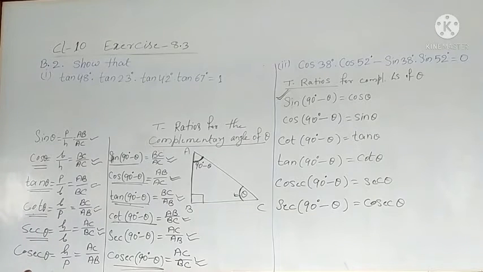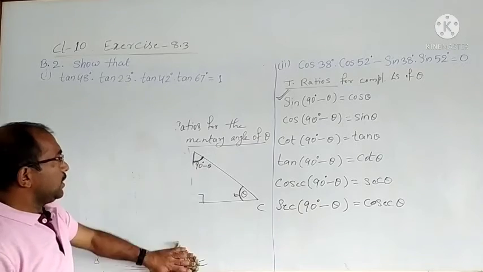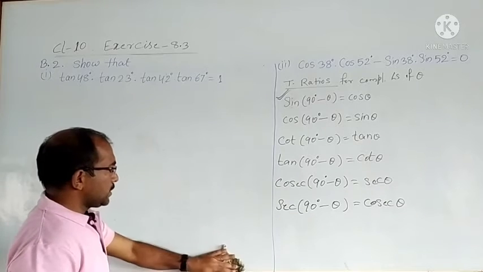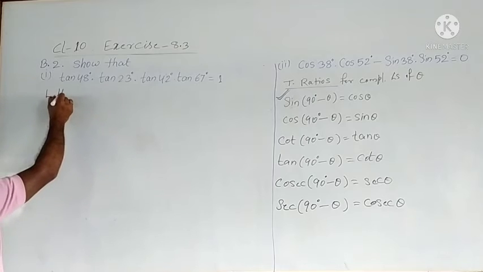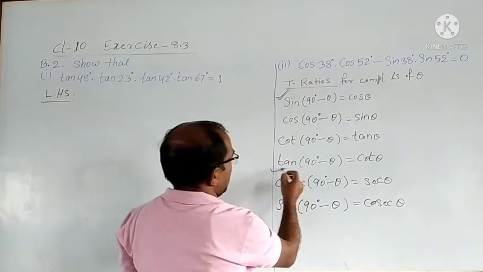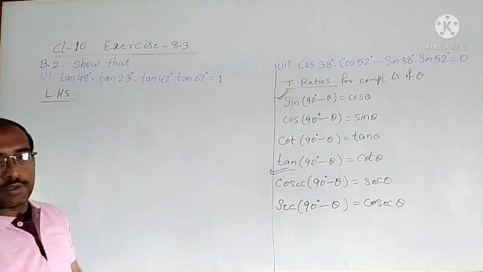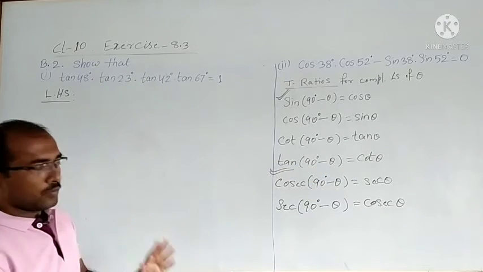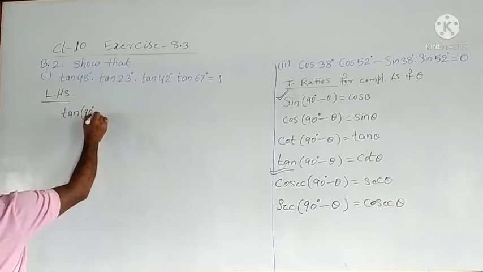The question number 1, part 2 is: tan 48 into tan 23 into tan 42 into tan 67 degree is equal to 1. So, two parts are there in this question, LHS and RHS, and we have to show it is equal to 1. So, we are starting the work from LHS. It is tan 48. We know tan 90 minus theta is equal to cot theta. So, we will change one tan, we will get cot. Next again, tan 23, we will use tan 90 minus theta, we will get cot. So, let us change that to cot. How we will change? Into complementary angle of theta.